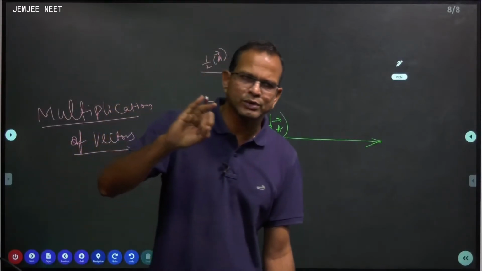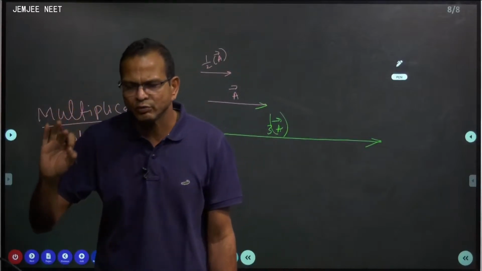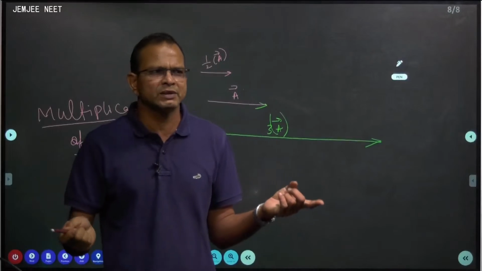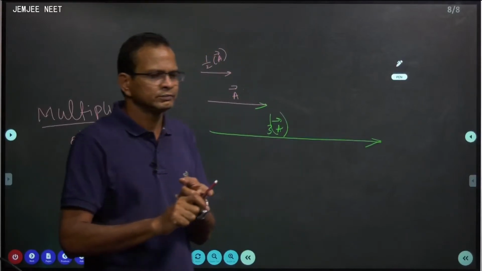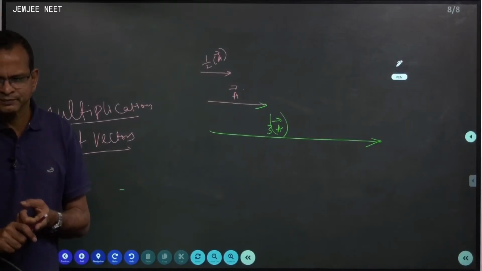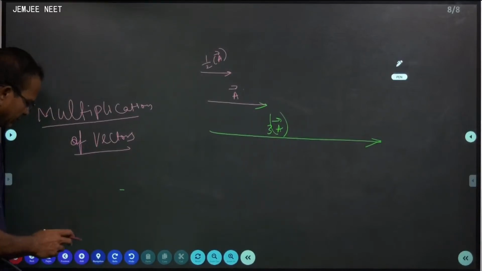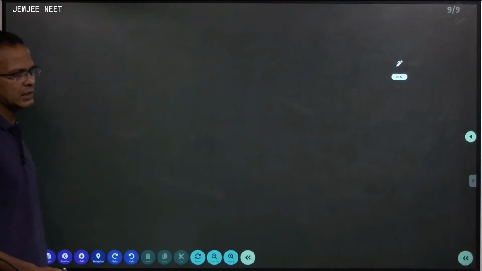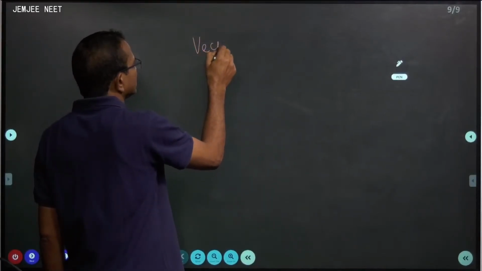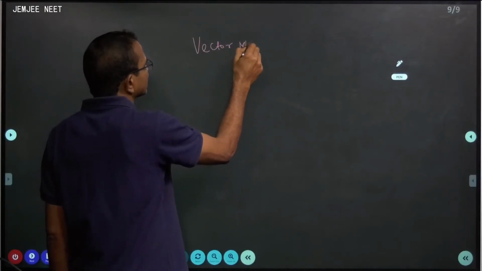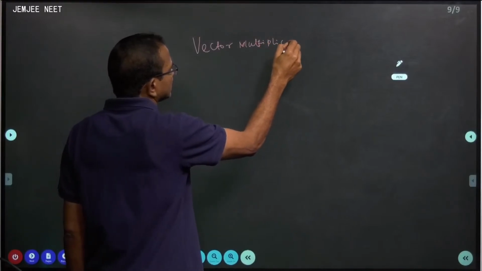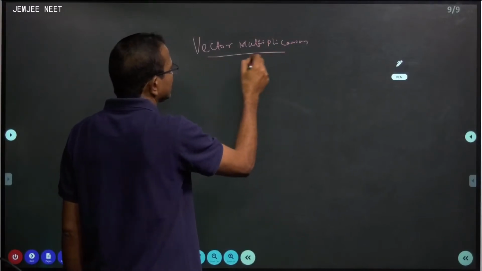Multiplication of a vector with 0 is allowed. Multiplication of a vector with 1 is allowed. Now the next question is: is multiplication of a vector with a vector allowed? Yes, multiplication of a vector with a vector is allowed. That's what we call vector multiplication.